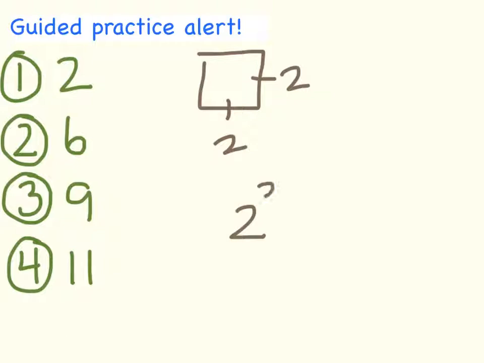Try these 4 problems on your own. Record your answer in your homework notebook. Find the square of each of the following numbers: 2, 6, 9, and 11. You may use whichever technique you prefer. You may either draw the square and think of each side length in this manner, or you can write it as a base with an exponent, 2 raised to the second power. Press pause. I'll be here waiting when you get back.